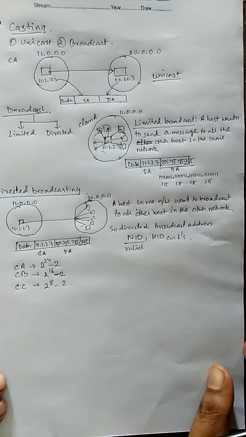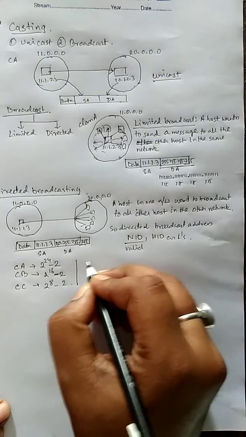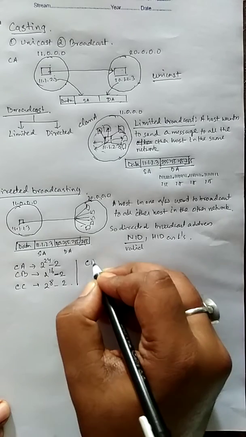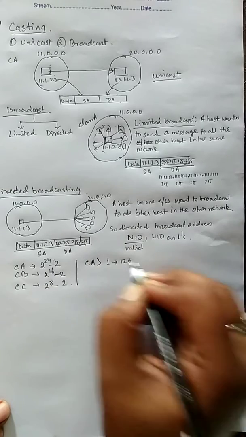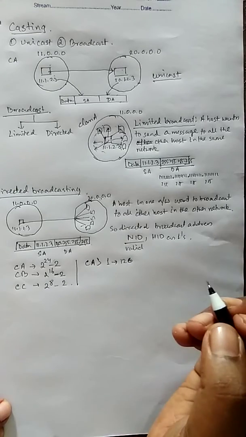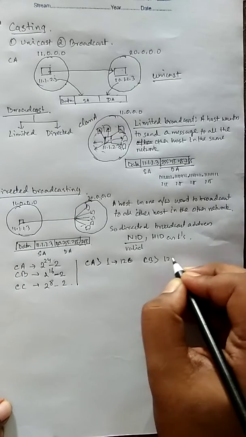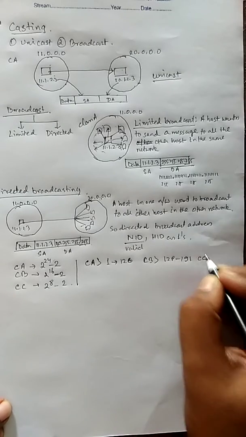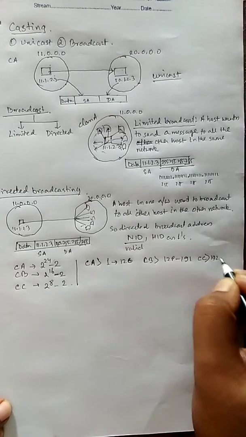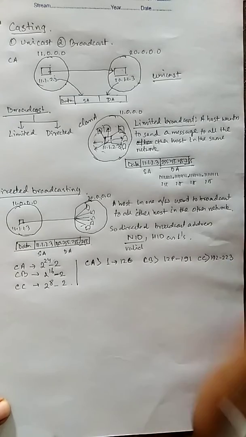Now we will see the range of the IP addresses. Previously we discussed that the range of class A addresses is from 1 to 126. Why 126? Because 127 is reserved. For class B, it is 128 to 191. For class C, it is 192 to 223. So these are the ranges.